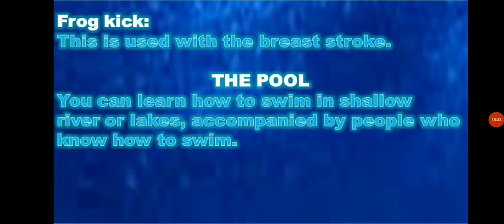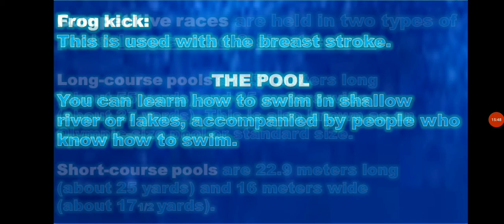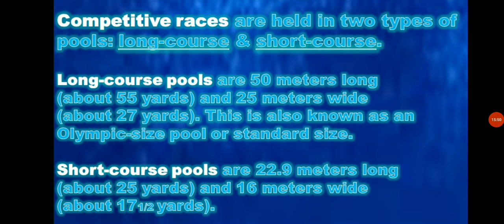Let's talk about the pool. You can learn how to swim in shallow rivers or lakes, accompanied by people who know how to swim, or do not attempt to practice how to swim alone. Competitive races are held in two types of pools. We have the long course and the short course.